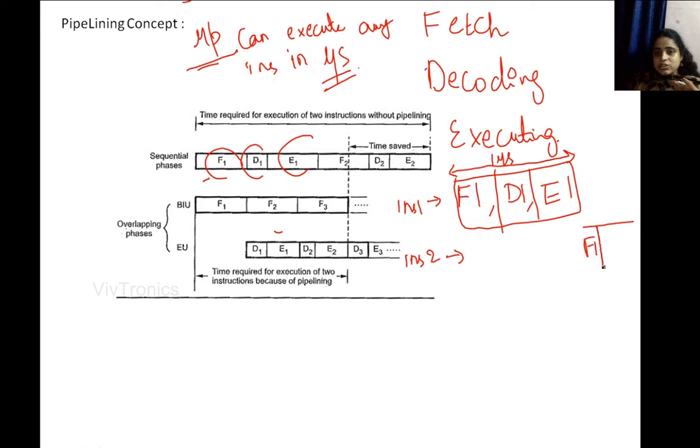Okay, so after finishing our first instruction, our second instruction will start. Second instruction also has fetching, decoding, executing, so F2, D2, E2 I am going to write. Okay, so instruction 2 has to wait for 1 microsecond to get operated. So instruction 2 has to wait till instruction 1 is completed. Okay, so in this way the time is going very long.